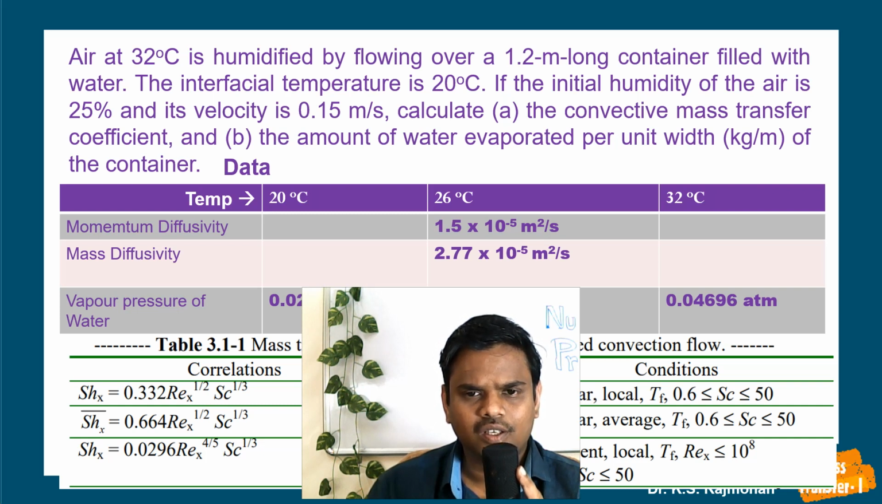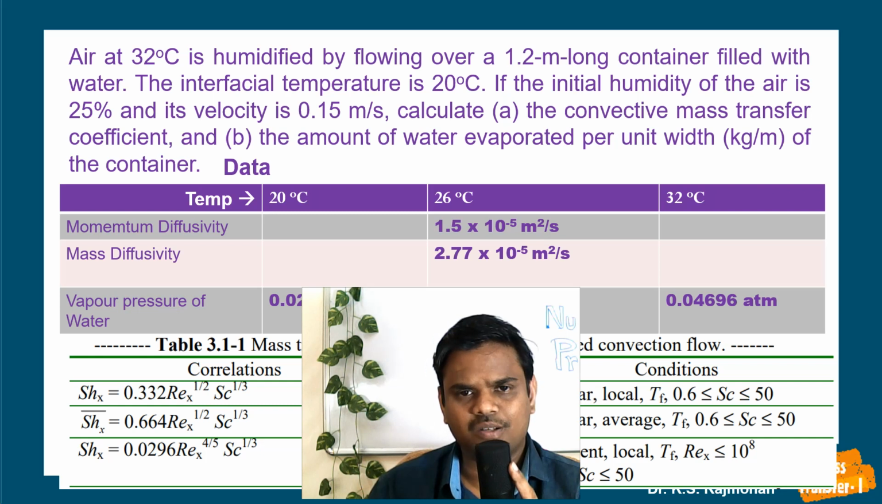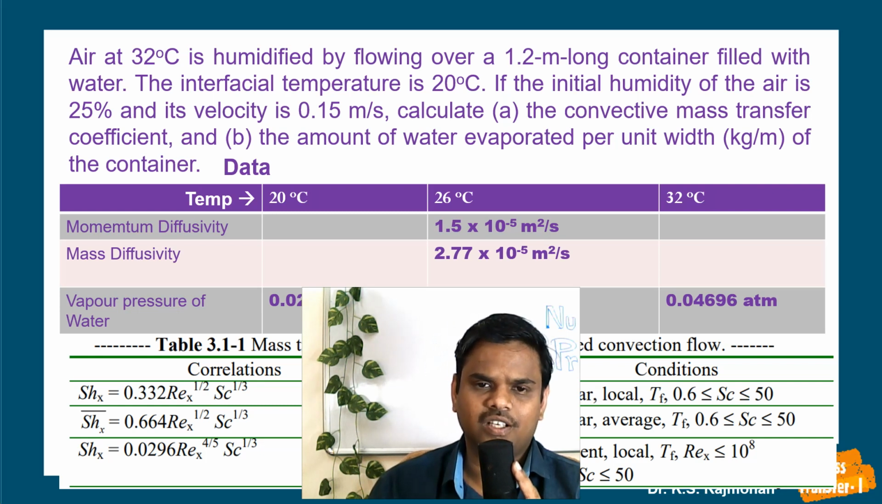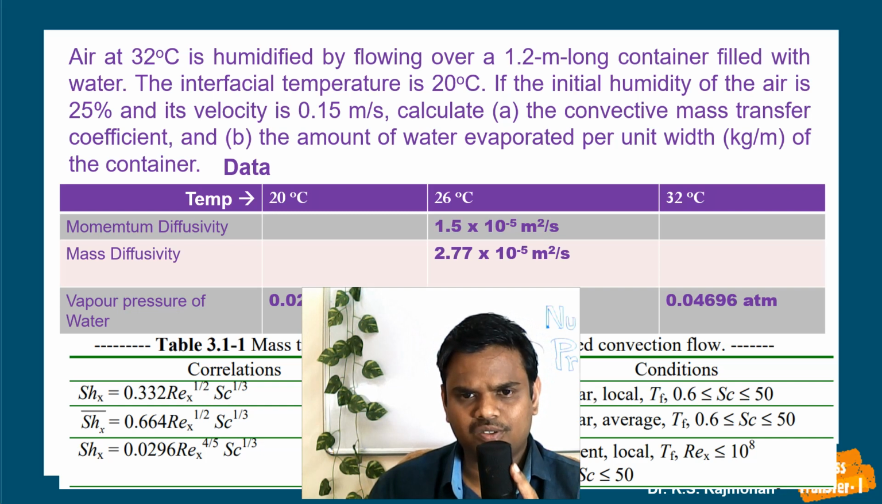velocity into characteristic length divided by kinematic viscosity, that is momentum diffusivity. So we can always get the Reynolds number over the flat plate. Here the characteristic length L is 1.2 meters. Kinematic viscosity is given, and velocity is also given, 0.15 meter per second. So we will get the Reynolds number also. Once we have the Reynolds number and Schmidt number, we will determine the Sherwood number using the appropriate correlation.